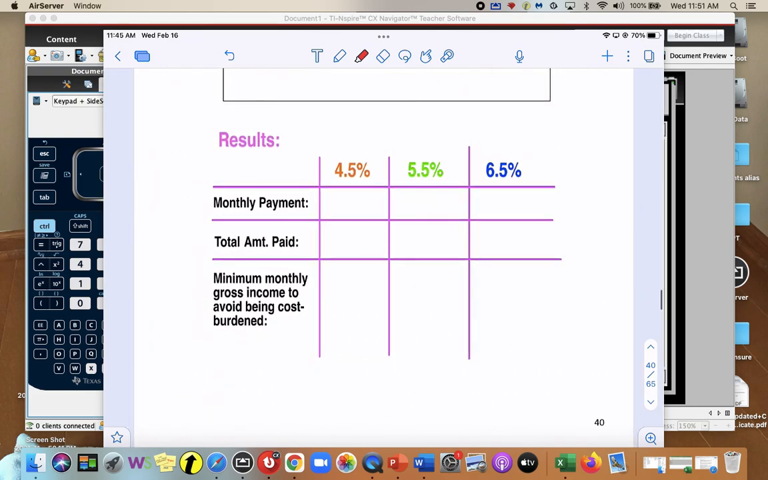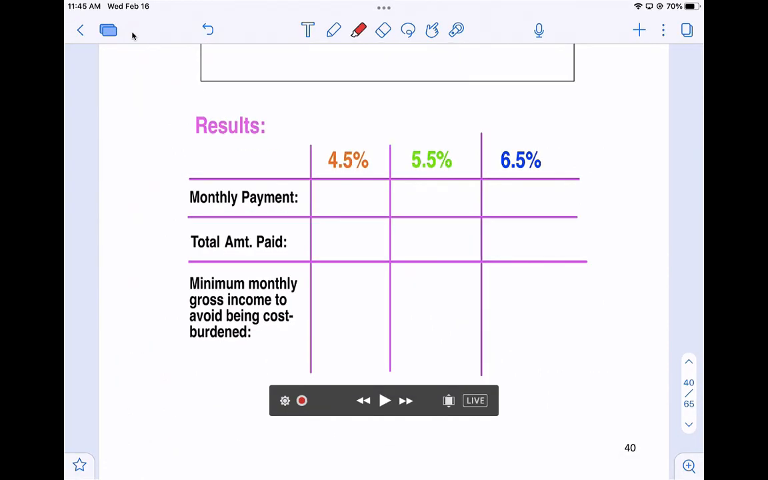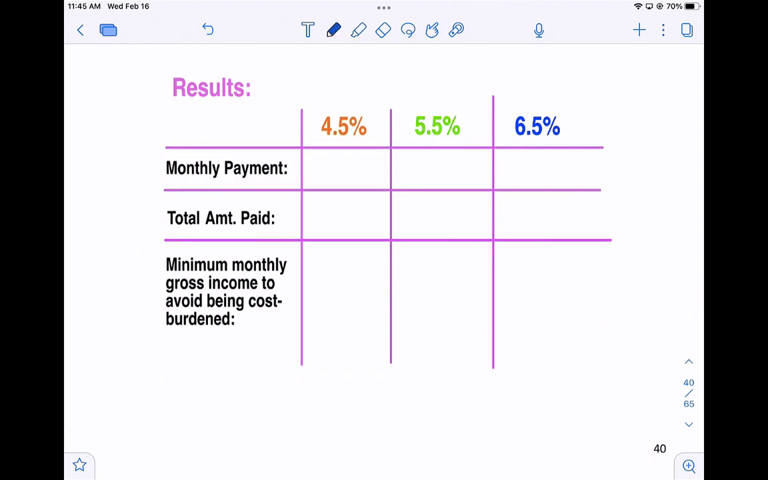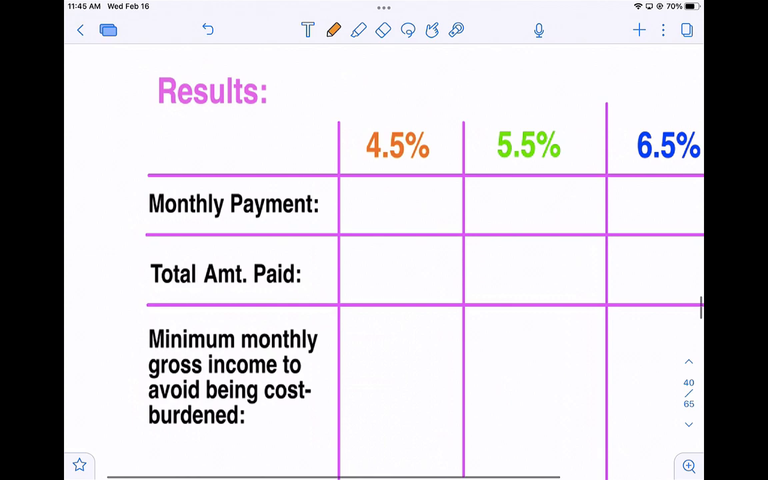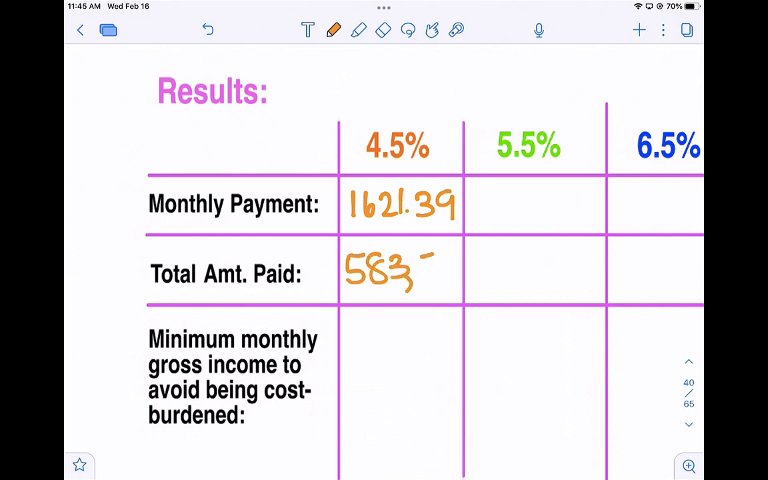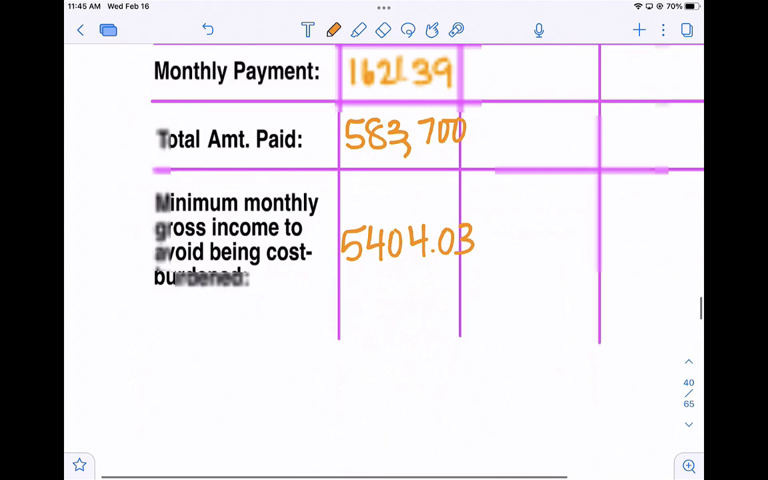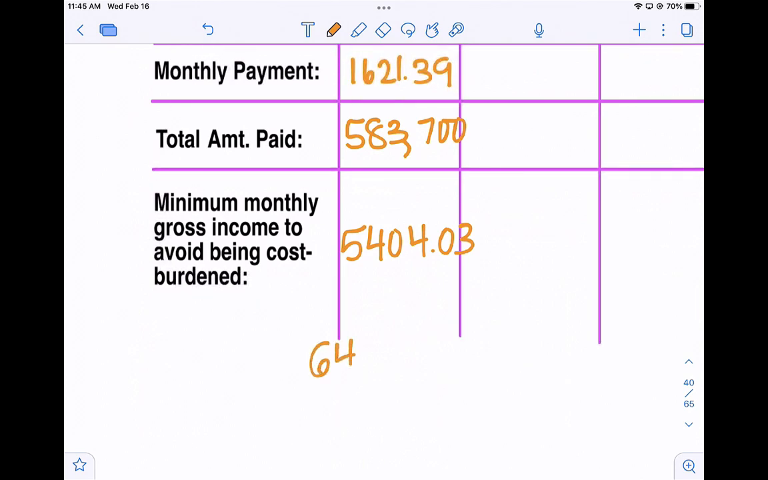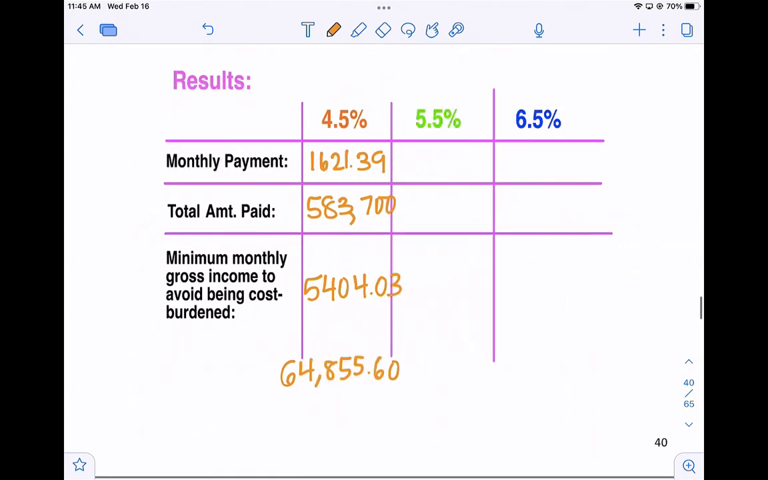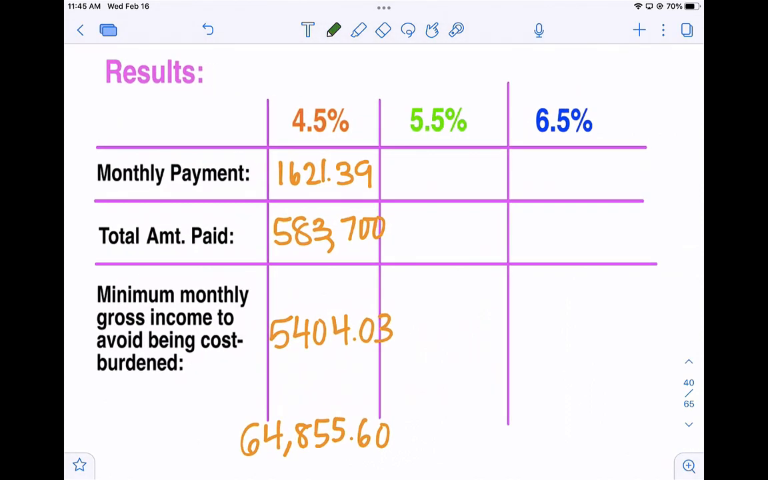And if you took out a loan, and let's make this bigger now, let's say that you were approved for a 4.5% loan. How does that change everything? Now your monthly payment instead of $1,500 is $1,621.39. Whoops. The total amount then would be $583,000 for this house. The monthly salary you would have to make to not be cost burdened, you'd have to make $5,404 a month. And your average salary then would be $64,000, $65,000.